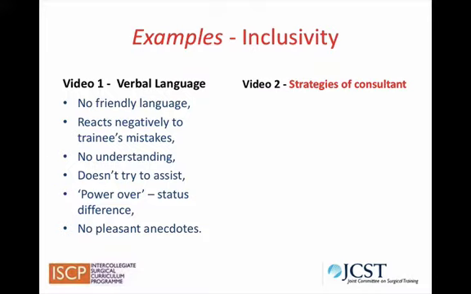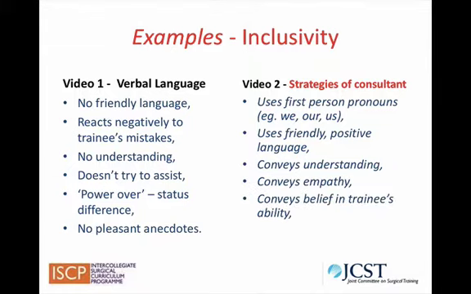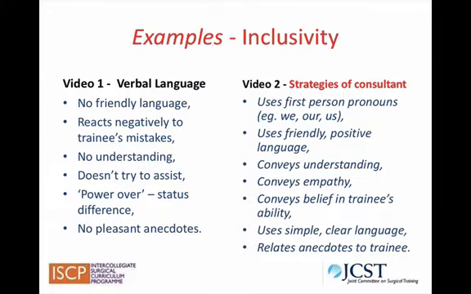By contrast, in video 2, the consultant uses many strategies of inclusivity. Here are some examples. He uses first-person pronouns to create feelings of inclusivity, such as we, our, us. His language is friendly and positive. Importantly, he conveys understanding and even empathy, as well as a belief in the trainee's ability. The consultant's language is clear and simple, and he shares information with the trainee.